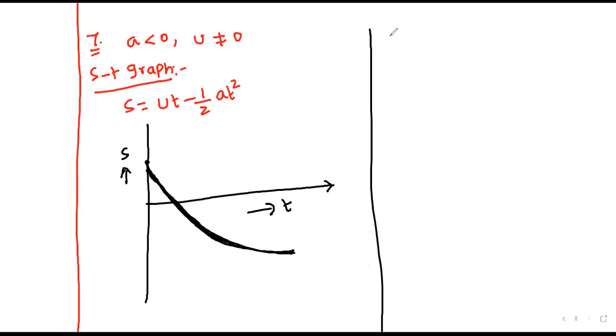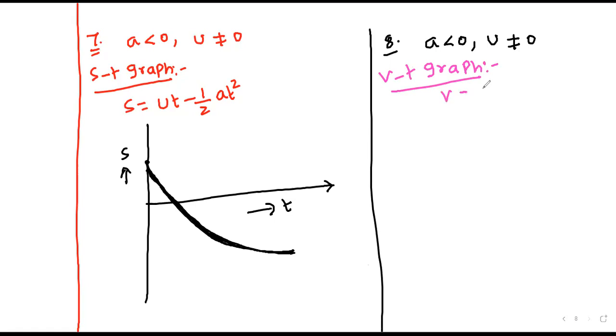Next, acceleration is less than 0, u not equal to 0. Now here I'm having the VT graph. In the VT graph, we are having the equation of motion as v equal to u minus at, because acceleration is negative.